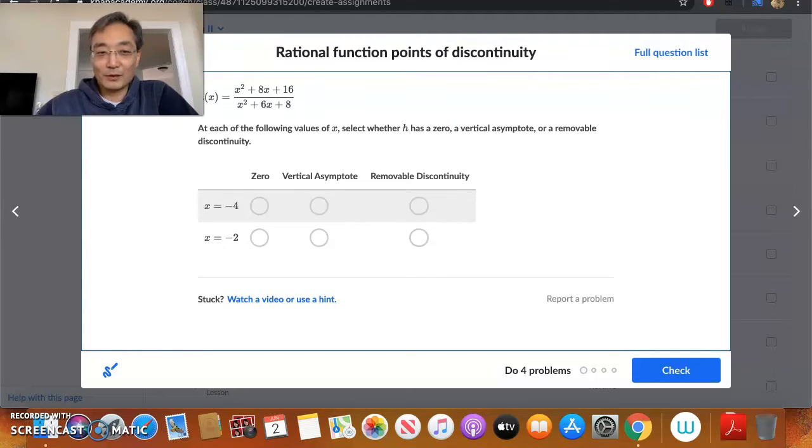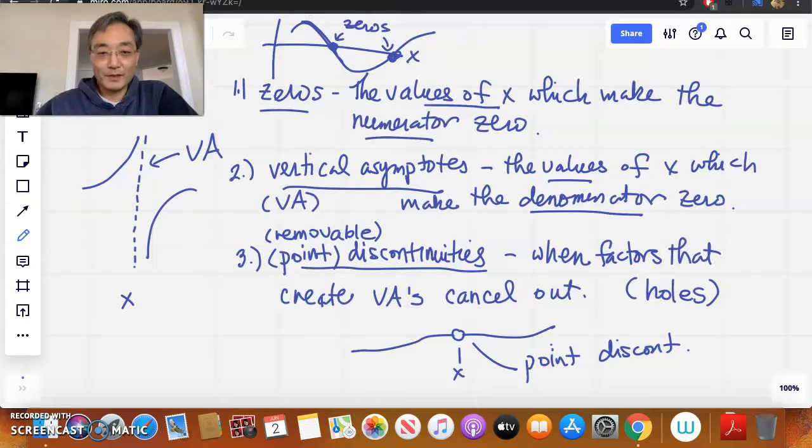Okay. So today we're going to look at rational function points of discontinuity. Now, a couple of things that deal with rational functions and these points of discontinuity. First thing is, how do I identify zeros? Well, we know that zeros are where the function crosses the x-axis, otherwise known as where the functional value is equal to 0. Where is the function 0? Well, the function is 0 for the values of x that make y equal 0. When the function is 0, your x values are your so-called zeros.